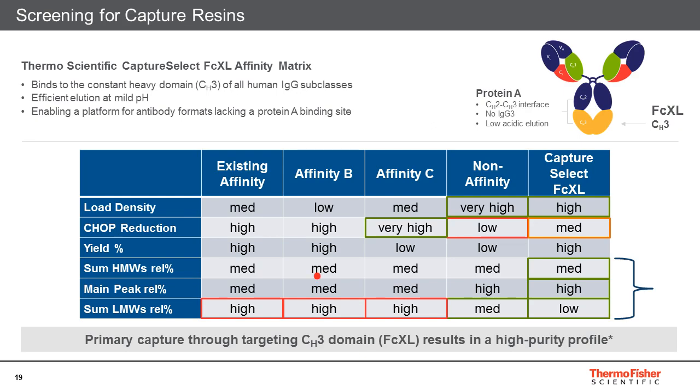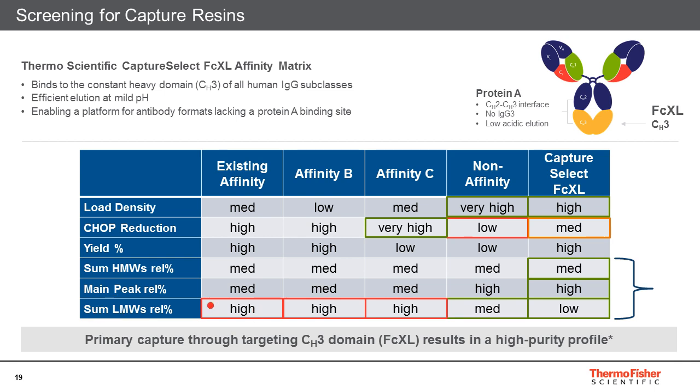So what we actually did, working together with Roche, is we supplied them with the FC Excel when it was still, let's say, in early stages. And if you can remember, FC Excel binds to the CH3 domain of the antibody. And what they did is they compared their existing affinity step together with an affinity B, affinity C, and a non-affinity step against CaptureSelect FC Excel, and compared it on load density, HCP reduction, yield, the sum of the high molecular weight, the main peak, and the sum of the low molecular weight.